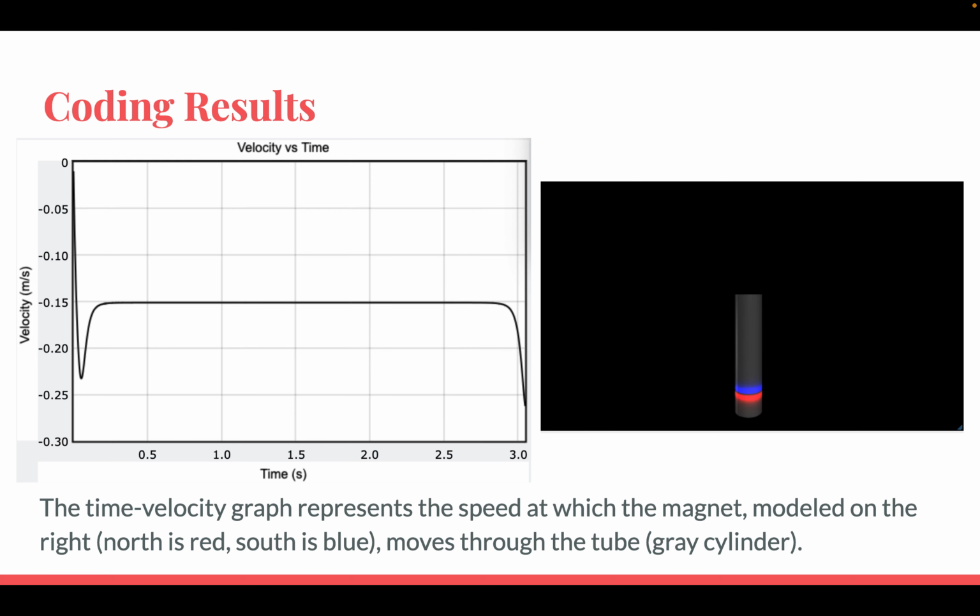The coding produced a time-velocity graph as well as a model of the magnet as it moves through the tube. As you can see, velocity will stagnate as it moves through the tube before it restores its speed on its way out, similar to our experimental model.